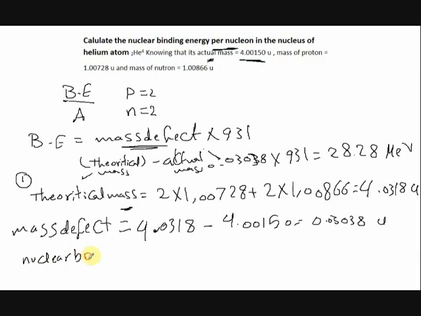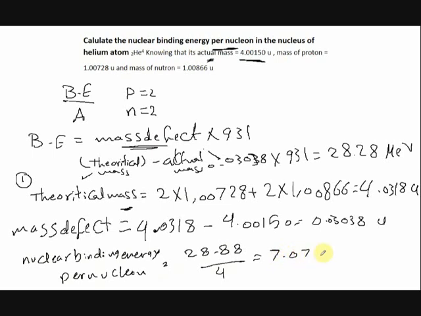So the nuclear binding energy per nucleon equals the total binding energy divided by the atomic mass number, 4. It will be equal to 7.07 million electron volt. By increasing the value of nuclear binding energy per nucleon, the stability of the element increases.